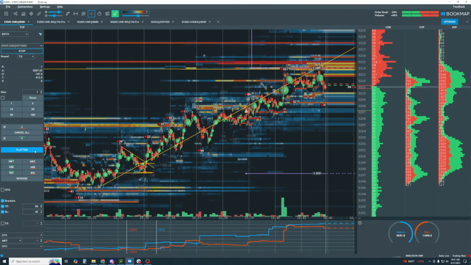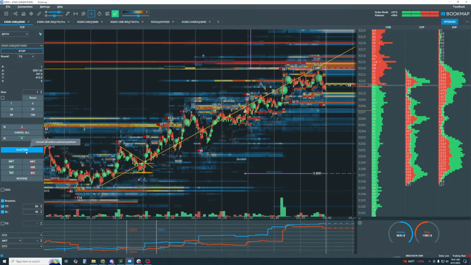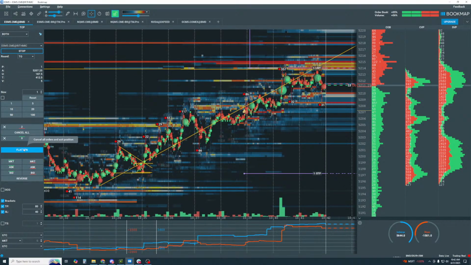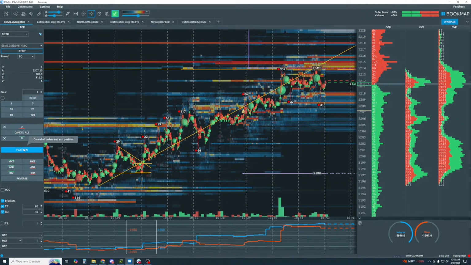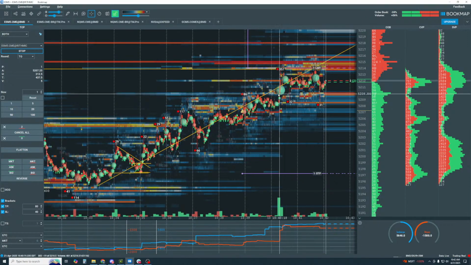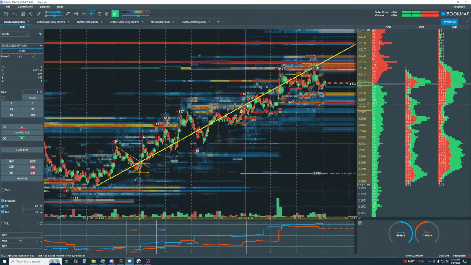Again, not financial advice, and it's not a trading room. It's not a trade recommendation. But this is how we're handling the order flow and this move in here.